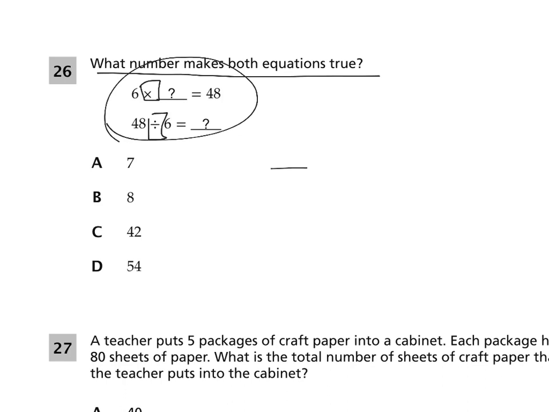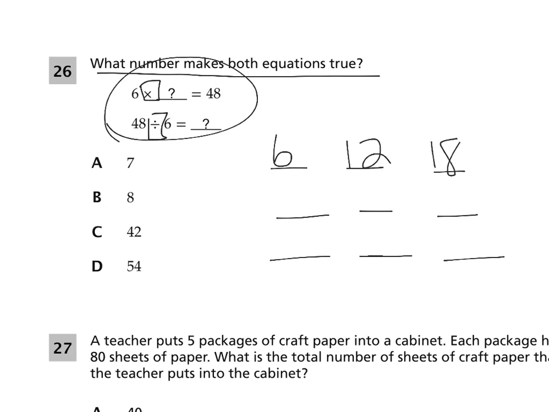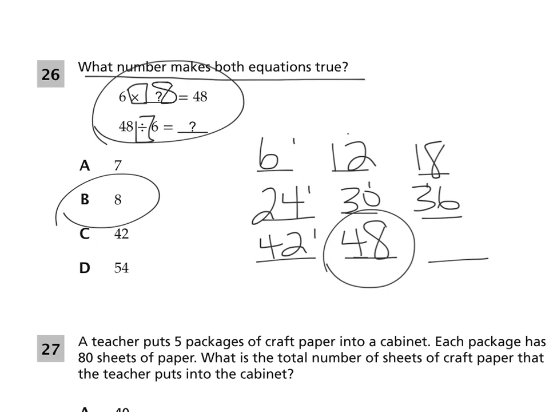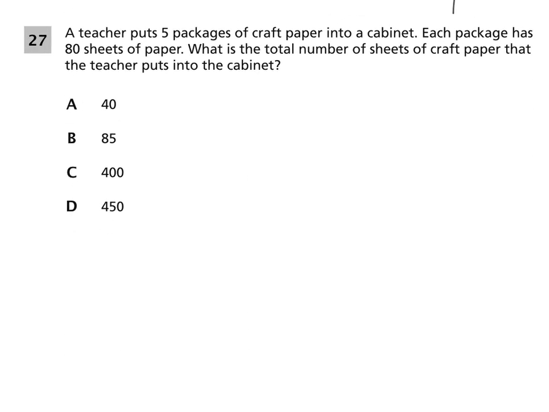If you know your facts, great. If not, drop your 9 lines. We can count by 6s until we get to 48. 30, 36, 42, 48. So we count 1, 2, 3, 4, 5, 6, 7, 8 on the 8th line. So 8 would fit into both of those spots. All right, let's take a peek at the next one.